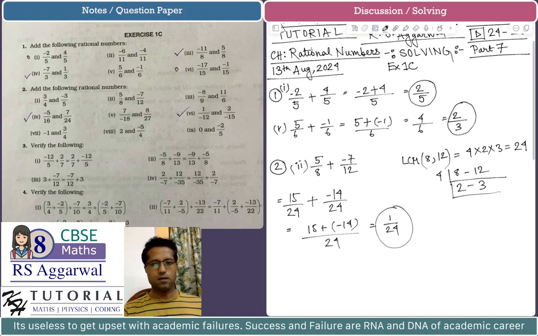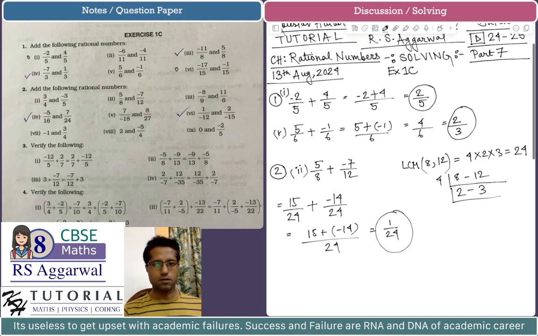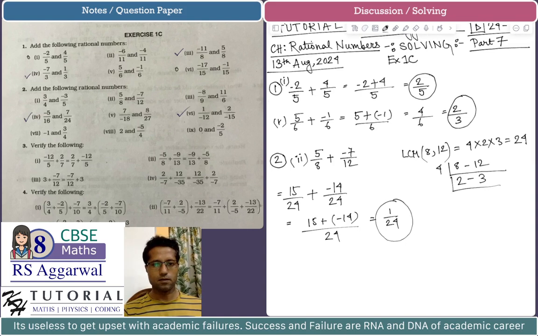Okay. I will not do any more problems. What is 9? Add the following. 0 and minus 2 by 5 is the same. When you add 0 to any rational number, the result is that rational number itself.